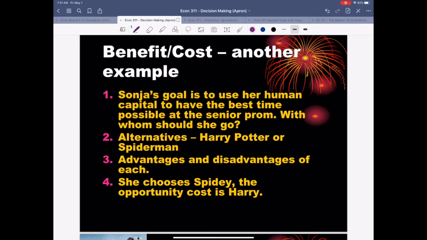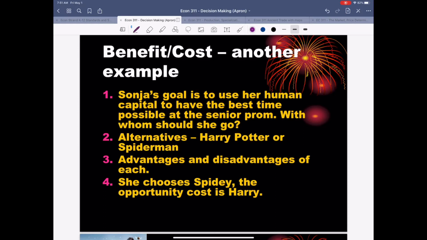So some other decisions you might use are, let's say you have a character named Sonia for elementary school. And Sonia's goal is to use her human capital to have the best time possible at senior prom. I said elementary school, I meant high school. Who should she go with? And you can provide two alternatives, Harry Potter or Spider-Man, which seems a bit silly, but you get the idea.